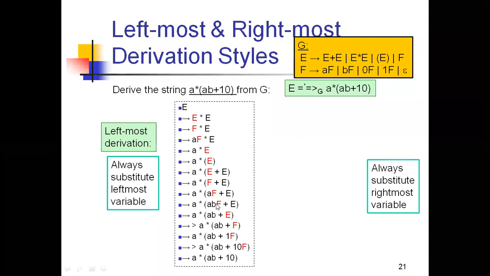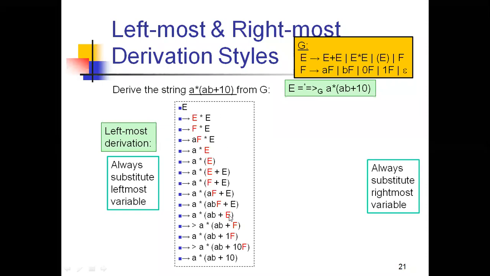BF. Now it is completed. Part 1 is completed. So I get AB. So I'm putting an epsilon in the place of this F, and then finally I get ABF, AB plus, and then I need to go for the remaining input. So up to this, A star open parenthesis AB plus was completed. Now 10 closed parenthesis remains.